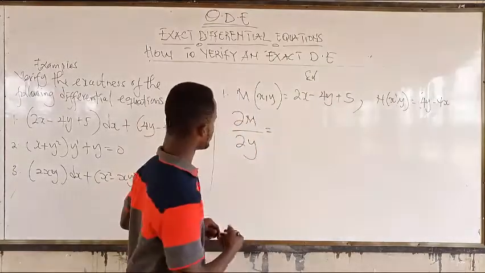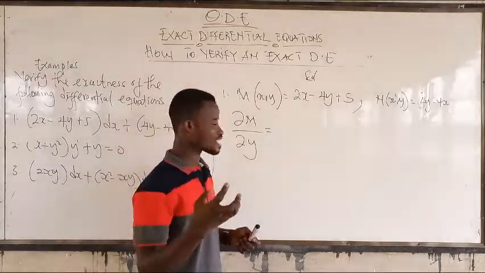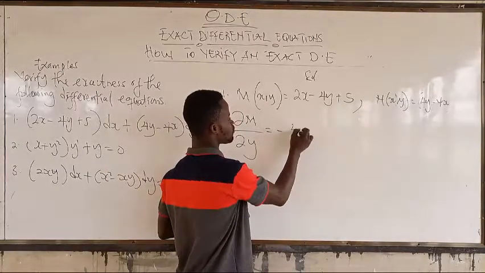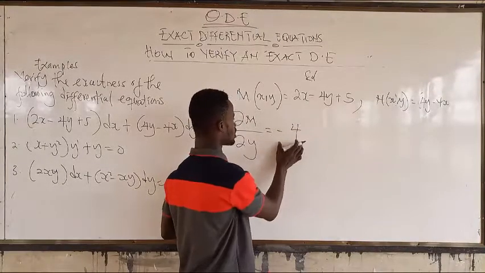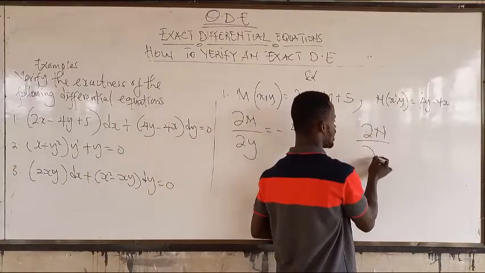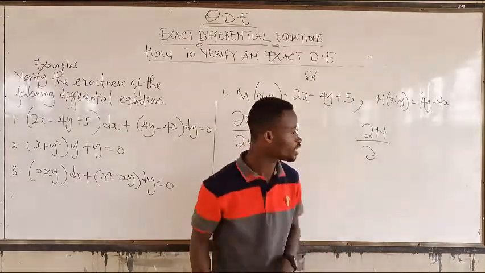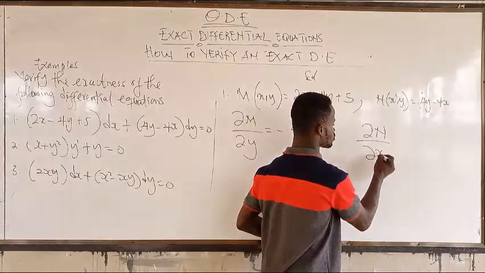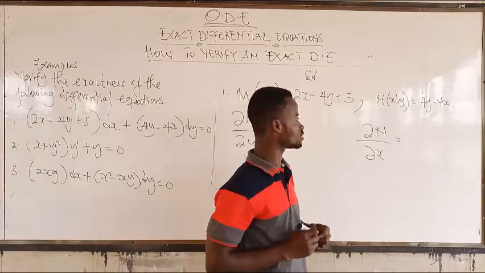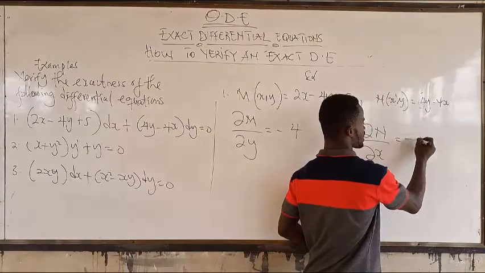Very good. So, we do this by treating x as constant. So, this is a constant, so that means it's zero. Here is negative 4. This is constant, so zero. So, here we get negative 4. Then we go to this side, the partial derivative of N with respect to x. Very good. Because here it's attached to y, so you take the partial derivative with respect to x. And that one is going to be, here we treat y as constant. So this is 0. Then this will be negative 4.